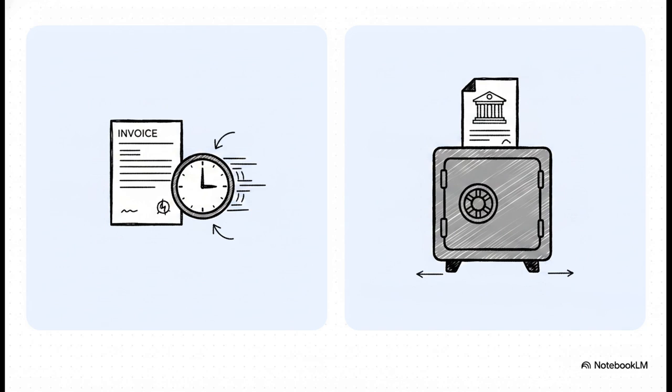But here is a strict preparation rule you need to commit to memory. Deferred tax assets and deferred tax liabilities are always classified as non-current. It literally does not matter when the underlying temporary difference is expected to reverse. Lock that rule in right now.